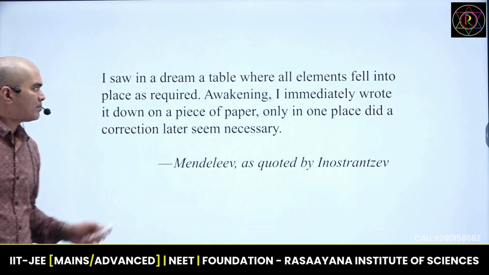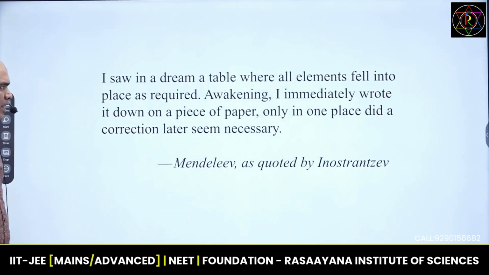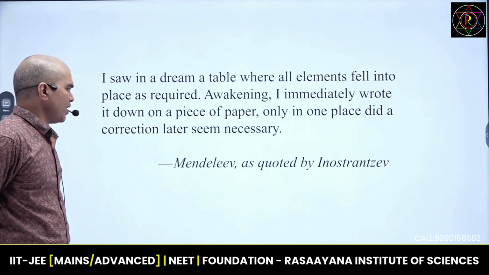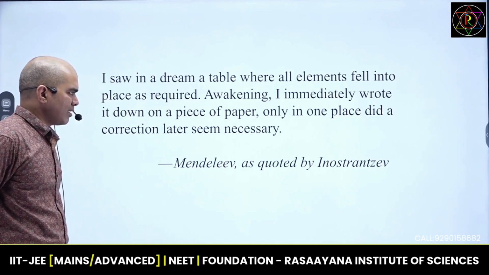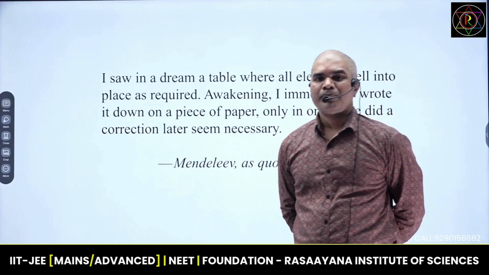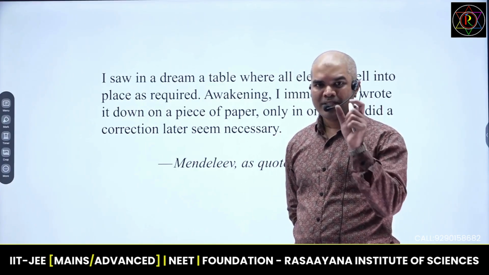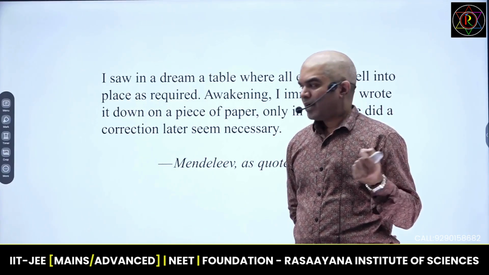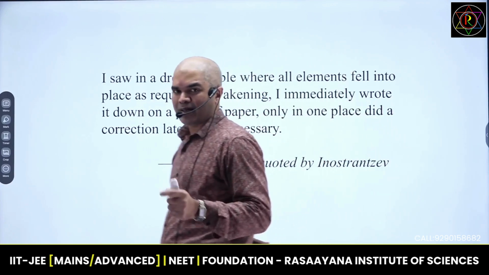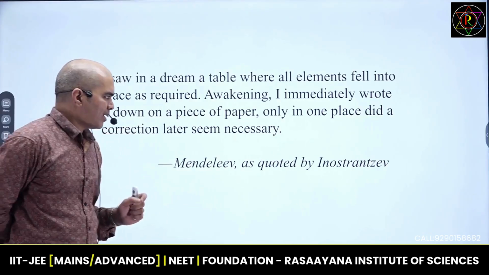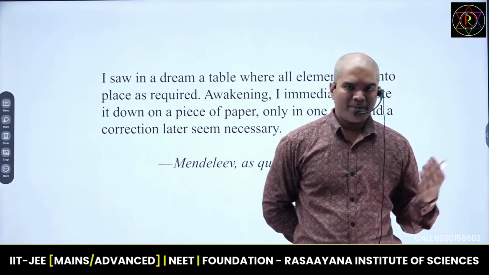You can look at the statement. I saw in a dream a table where all the elements fell into place as required. Awakening, I immediately wrote it down on a piece of paper. Only in one place did a correction later seem necessary. This was the quote of Mendeleev. So whatever he saw in the dream, he just put it as it is. Just at one point he had to make a correction, which was a necessary correction, and he has corrected it. So whatever table that he has given is called Mendeleev's periodic table. Okay? At that time, it was the modern periodic table, at his time.